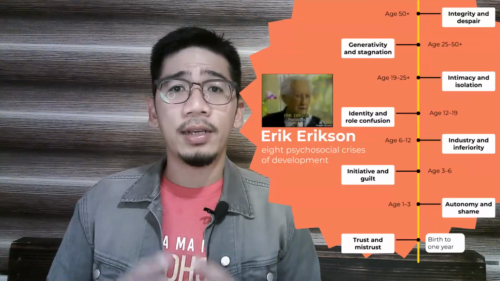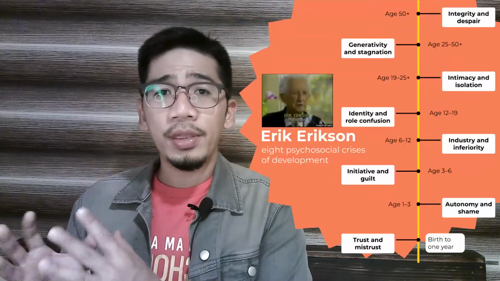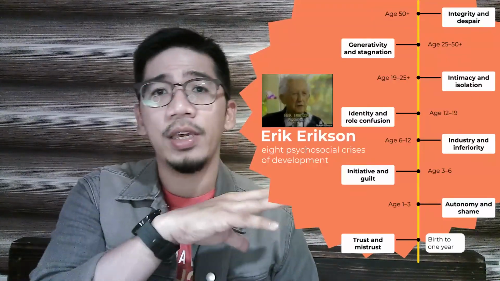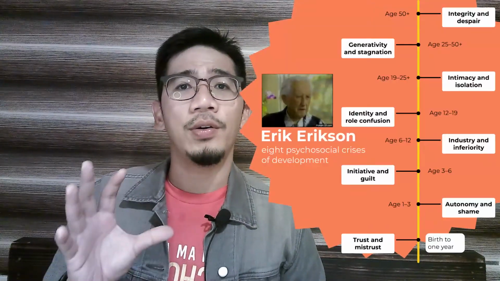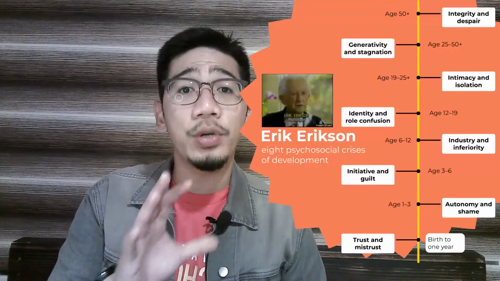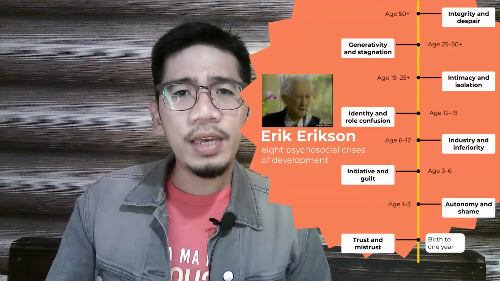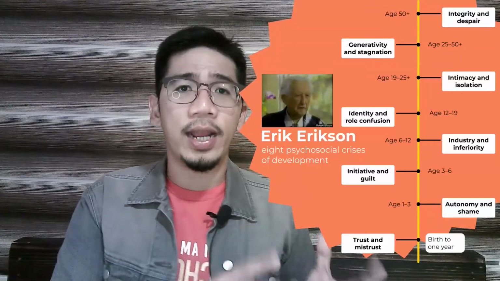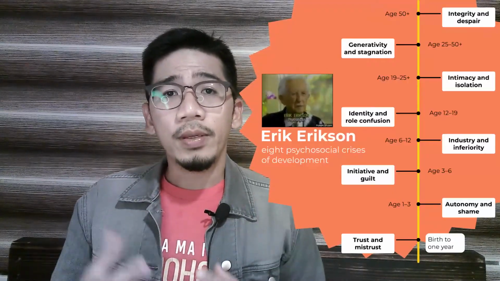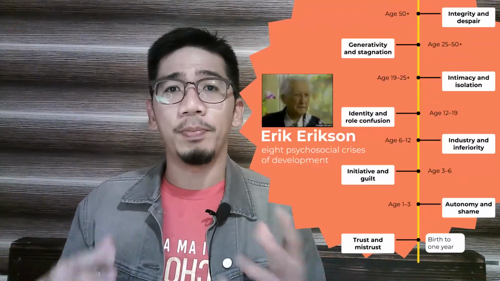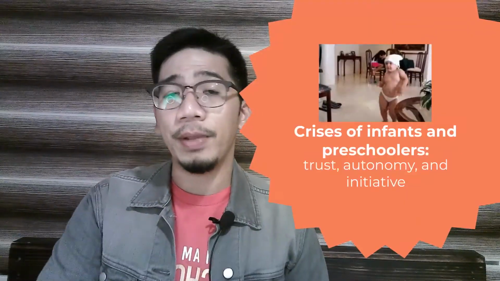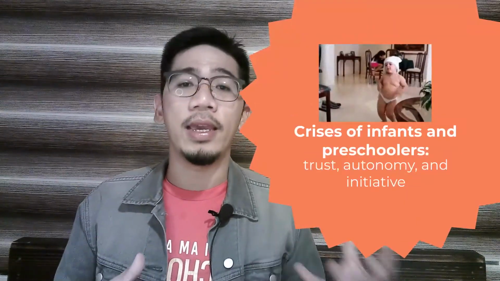Erikson proposed 8 crises that extend from birth through old age. They are summarized in this figure here. Four of the stages occur during the school years, so we will give these special attention here. But it is also helpful to know what the crises are throughout one's lifespan, both before and after those in school years. So let's first talk about the crisis of infants and preschoolers, which are trust, autonomy, and initiative.